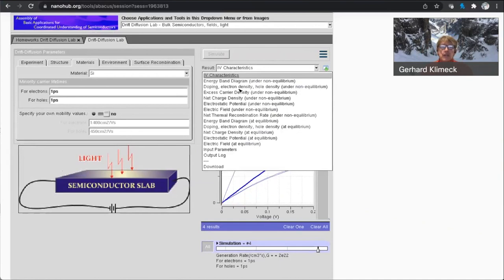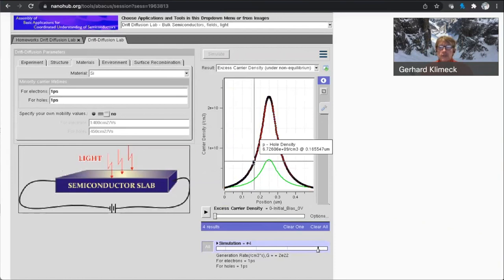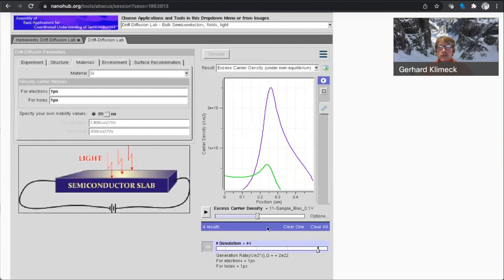the excess carrier density and the non-equilibrium, and I had shown this to you. But now I can look at this under different biases, and I can really see how the charge is being swept into different directions. So here, the electrons go to the left contact, the holes go into the right contact, and this is the case where I made the recombination rate rather fast, right? So we have this exponential decay here.